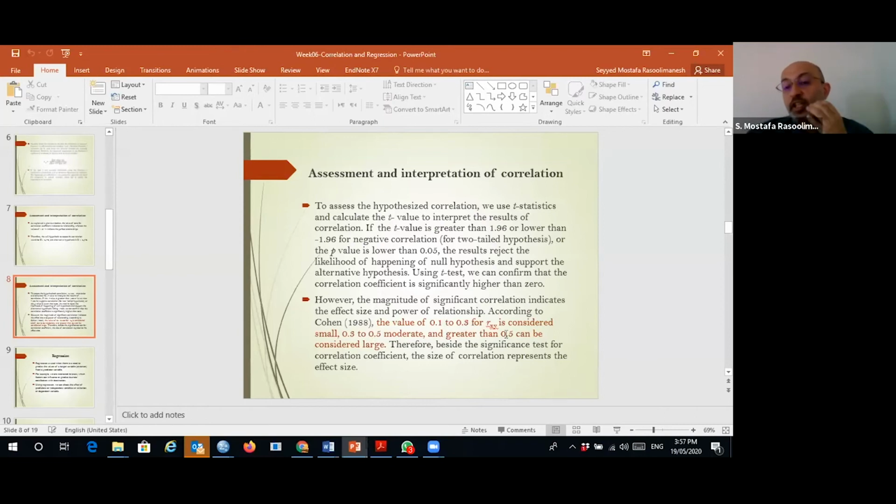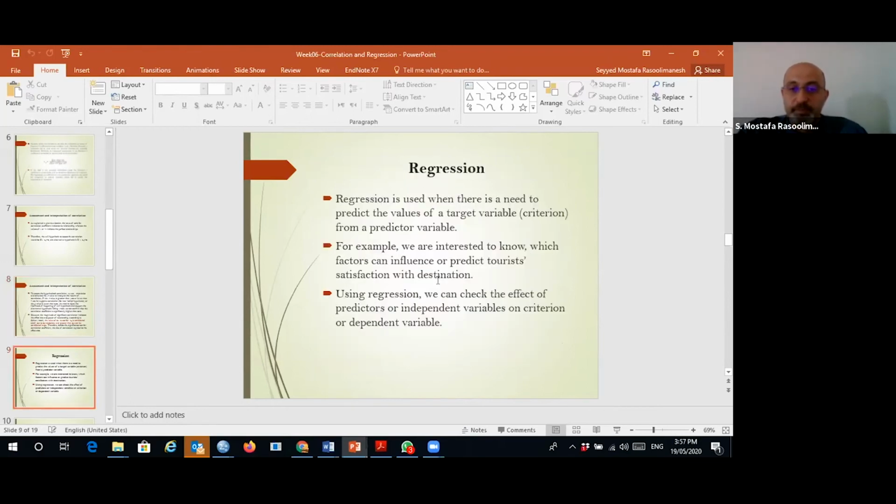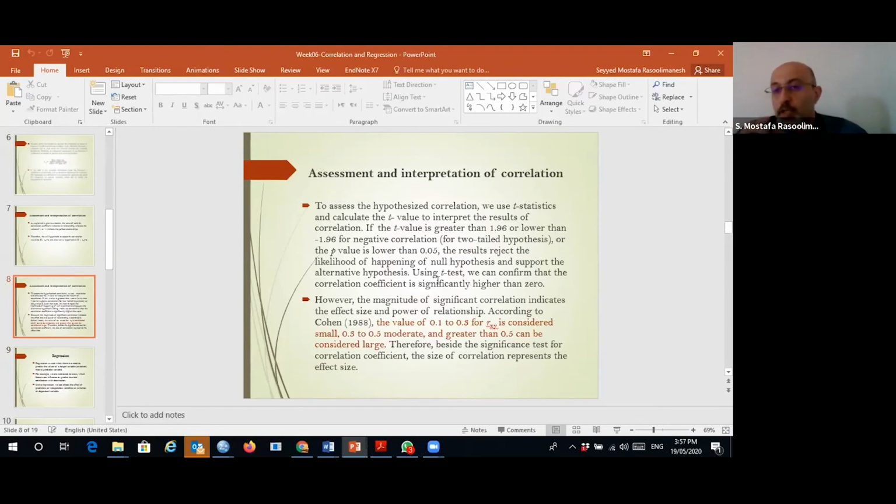So, interpretation of correlation. Correlation higher than 0.5 means two variables have a high correlation. Between 0.3 and 0.5, moderate correlation, and 0.1 to 0.3, small correlation. So this is the interpretation for correlation. Okay, so these are some basic things for bivariate correlation and interpretation.